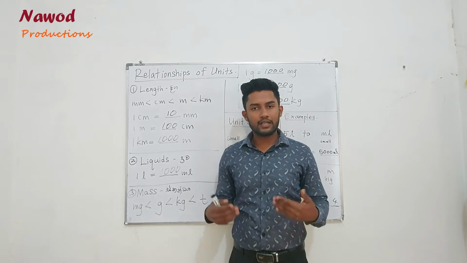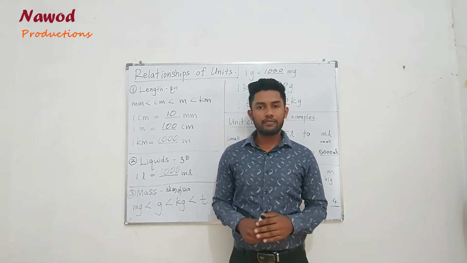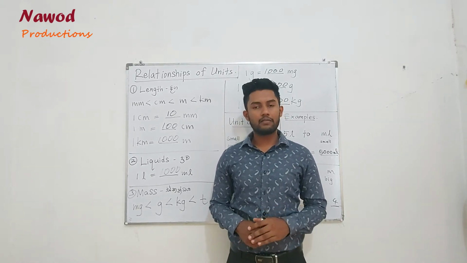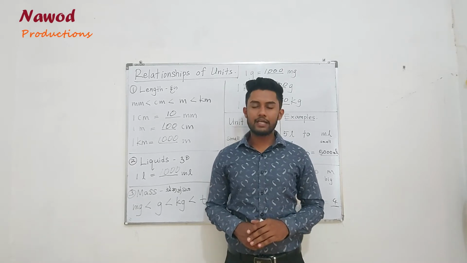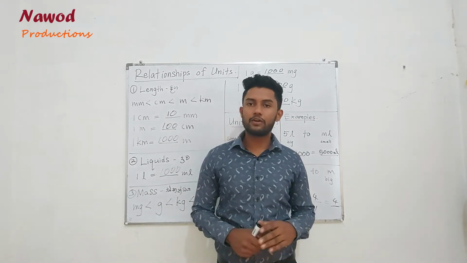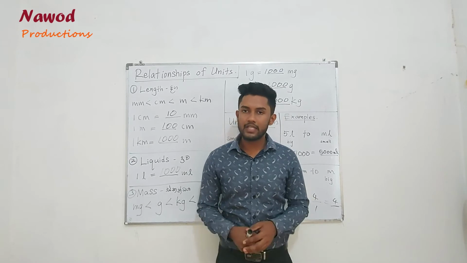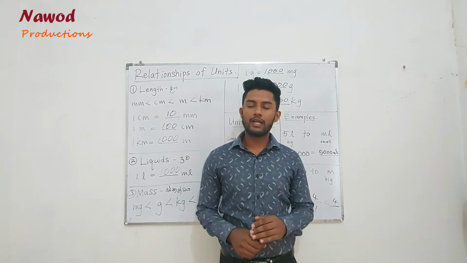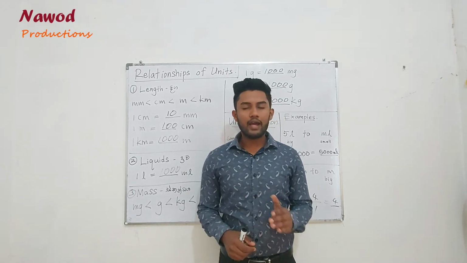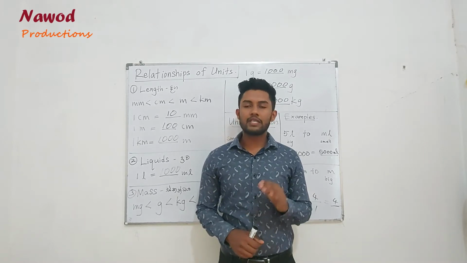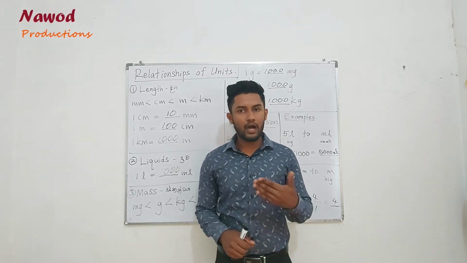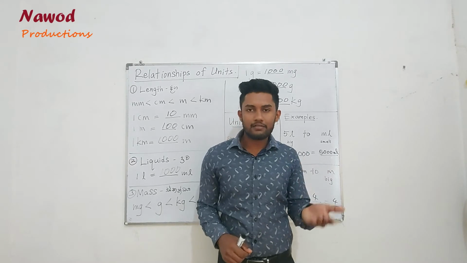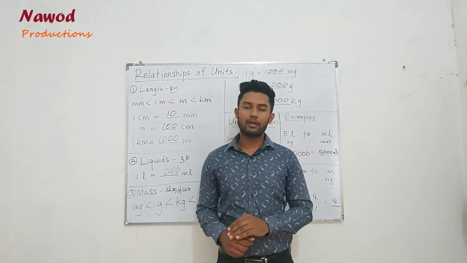Then when considering the relationship of liquids, 1 liter equals 1000 milliliters. When considering the relationships of mass, you want to learn that 1 gram equals 1000 milligrams, then 1 kilogram equals 1000 grams, and 1 metric ton equals 1000 kilograms.